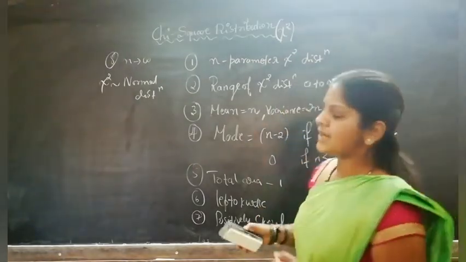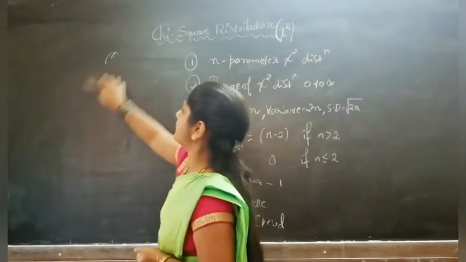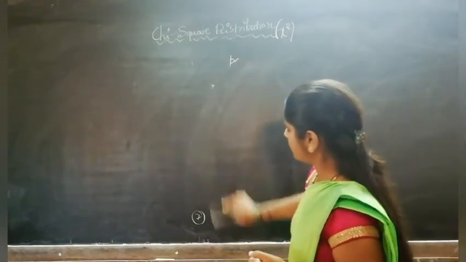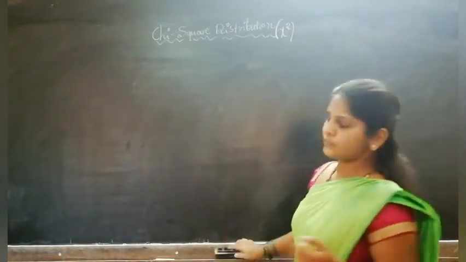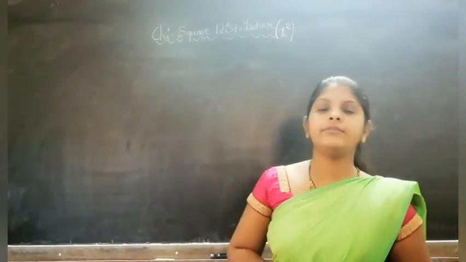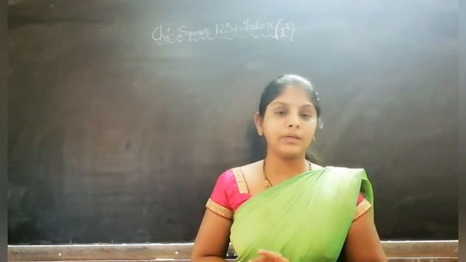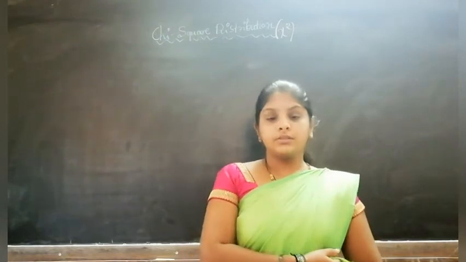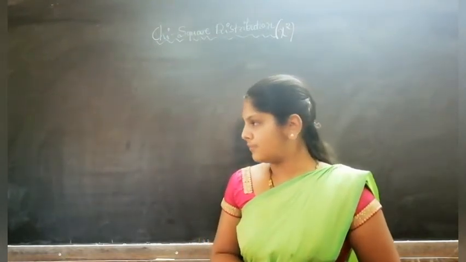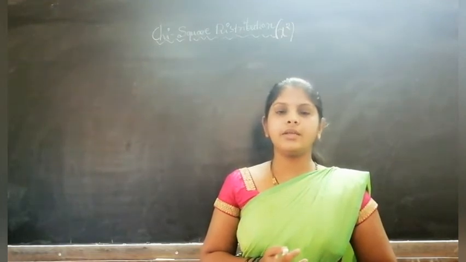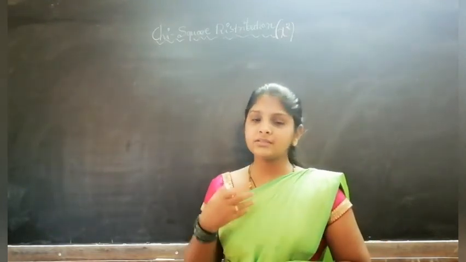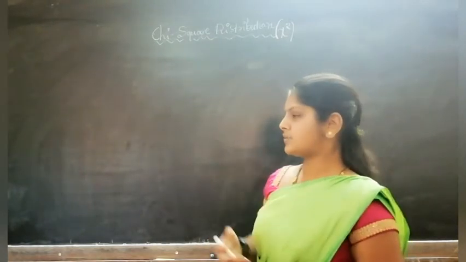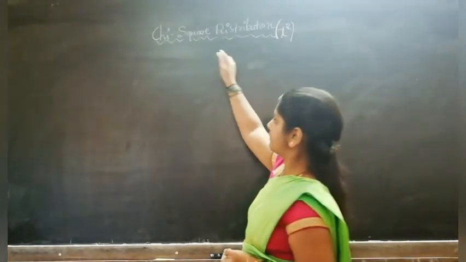Now we'll see the application part, or the uses, of chi-square distribution, where these chi-square distributions are used. As we know, normal distributions are used to find whether the given population has the given mean or not, correct? Normal distribution is used to test the mean. It may be a single population mean, or to test the difference between two population means, correct? That is the use of normal distribution. Now, what are the uses of chi-square distribution?